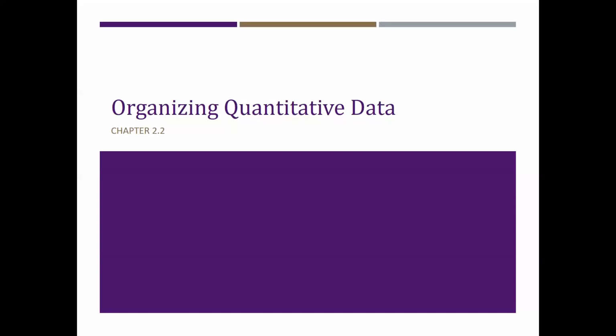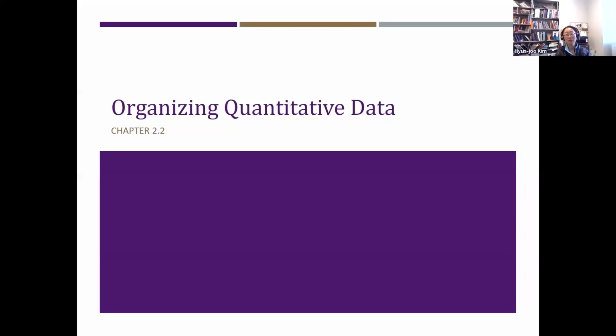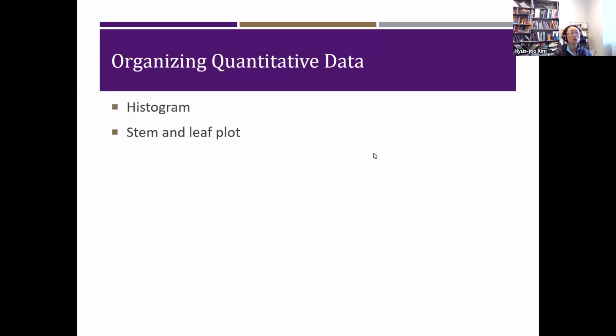Chapter 2.2 is organizing quantitative data. When your data has numeric values, either discrete or continuous, what kind of graph would we use to summarize this data? To make a long story short, there are various graphs that you can use for quantitative data, but here we will briefly talk about the histogram and stem-and-leaf plot.